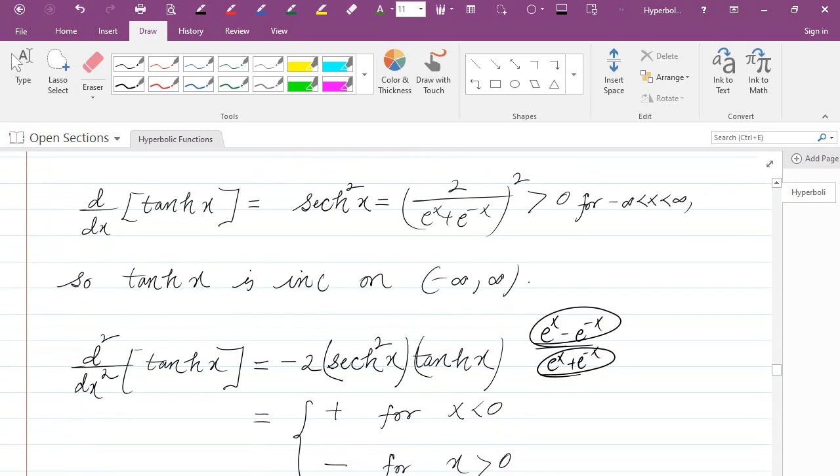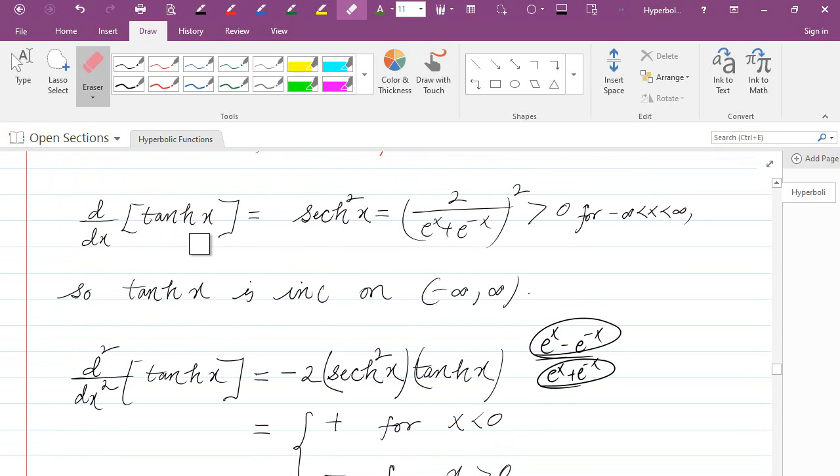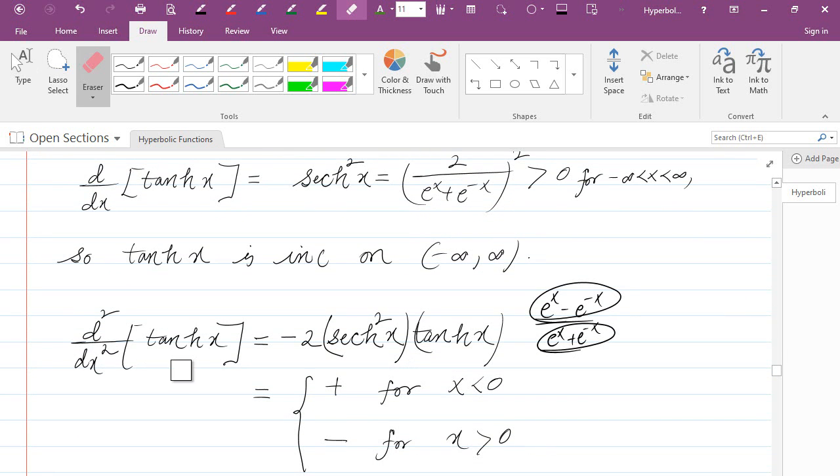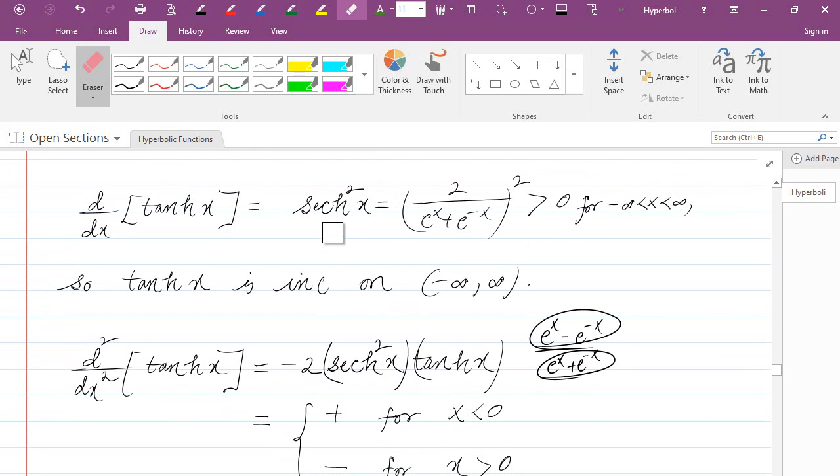Let's recall that the derivative of the hyperbolic tangent of x is hyperbolic secant squared of x. Being positive, we see that this function is an increasing function on its entire domain. Okay, so this is an increasing function, and we can also look at the second derivative of this function. If I take the second derivative, that's going to be the derivative of the derivative.